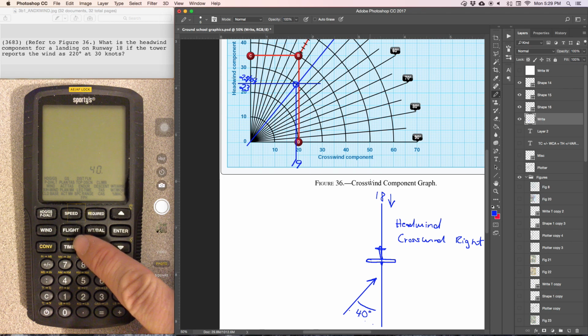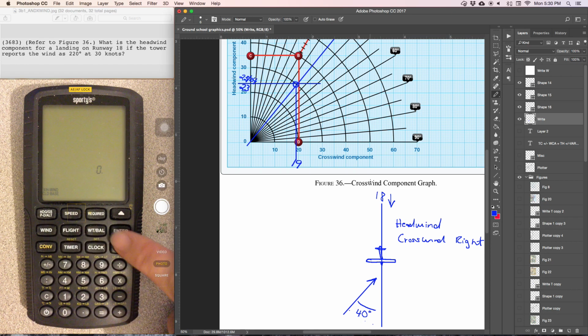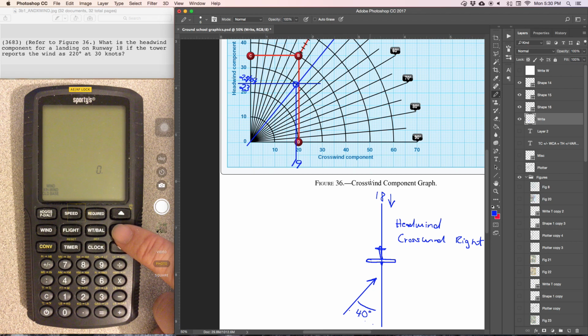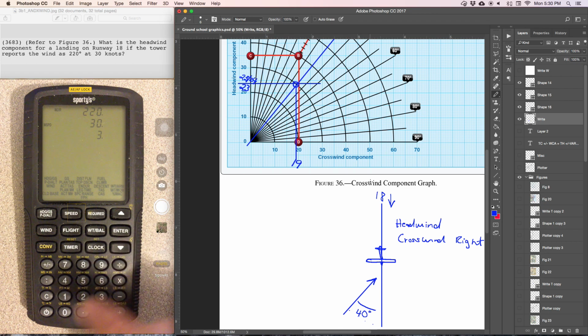So now we're going to use the E6B and get more accurate information. Going over to the E6B, we're going to click on wind, then down to crosswind, and the wind direction is 220 at 30 knots, and the runway is runway 18. Now most of the time when you enter heading information into the E6B, you run it in 3 digits, 180. But when we're talking about runway information, we only use 2 digits because only 2 digits are used on airport runways. So we're going to enter in 18.